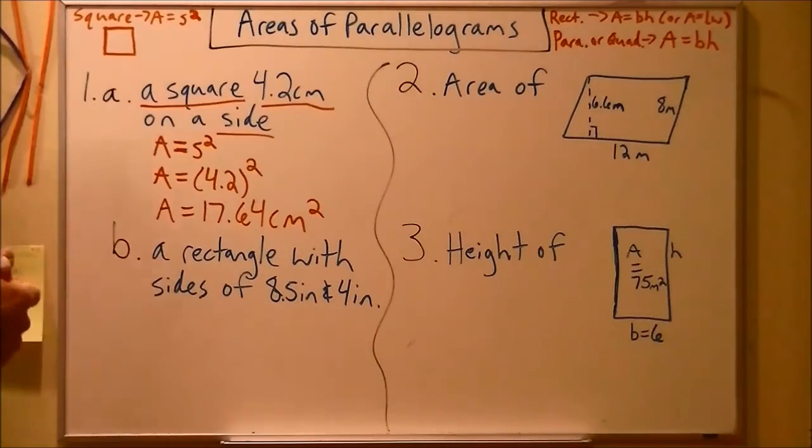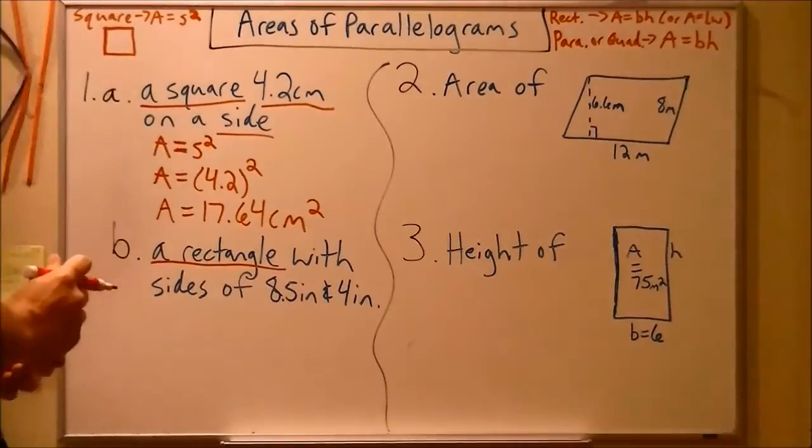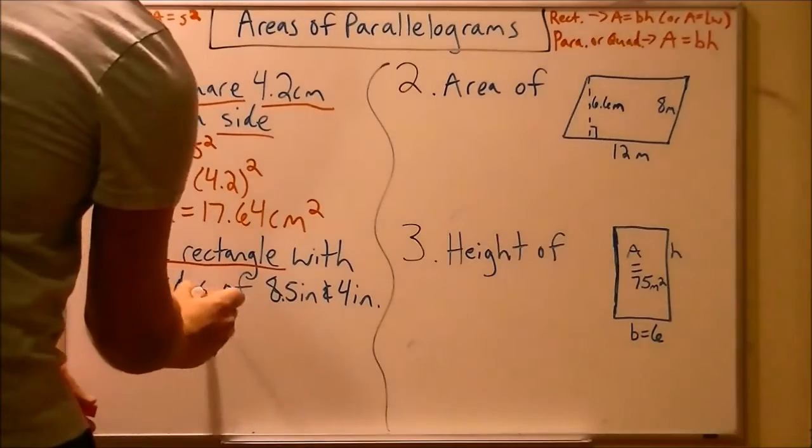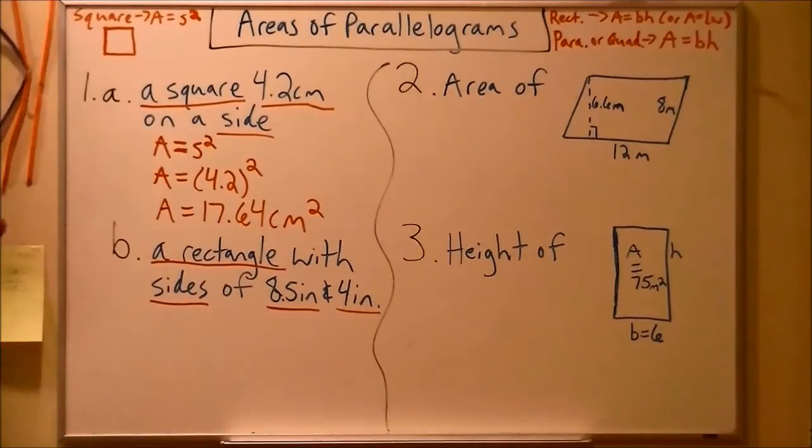Let's underline our significant points of information. We want to find the area of a rectangle, and we have sides, and one of those sides is 8.5 inches and the other side is 4 inches.